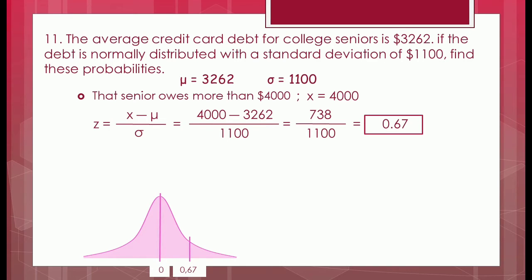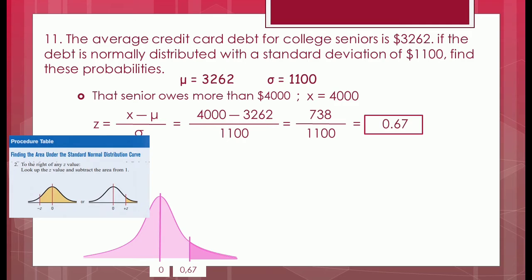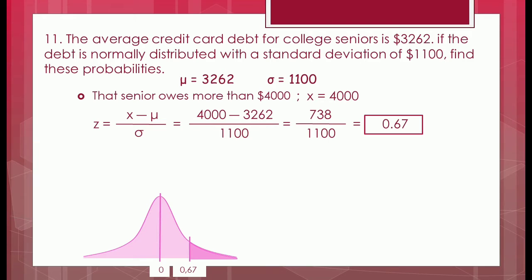And for the normal distribution curve, since we're looking for the probability that a senior owes more than $4,000, the shaded part will be on the right of 0.67. Also, based on the procedure table on finding the area under the standard normal distribution curve, we have to look up the z value and subtract the area from 1. So the probability of any z value greater than 0.67 is equal to 1 minus the probability of any z value less than 0.67.